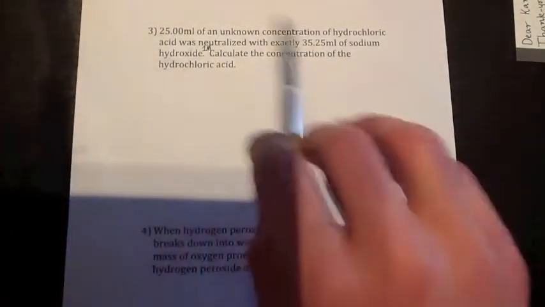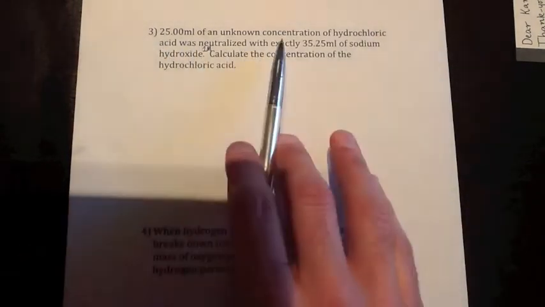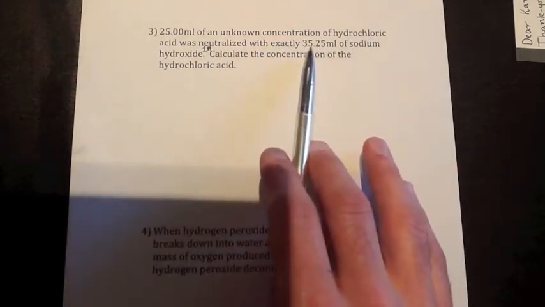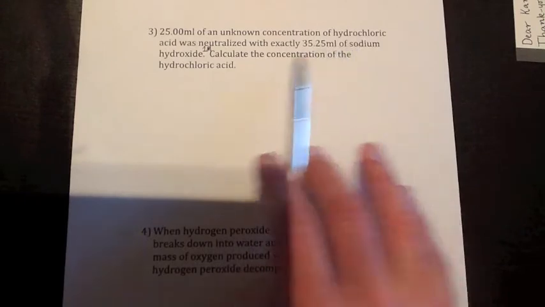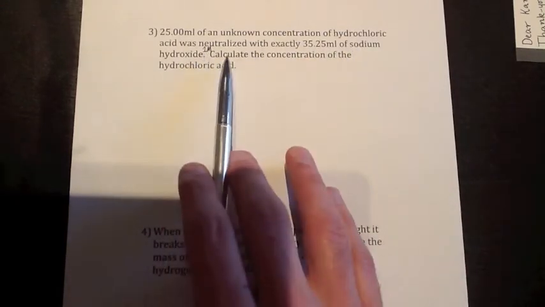Anyway, let's have a look at the question. It's to do with volumes and concentrations. So it's basically a titration question. And we'll talk about titrations in a second. You've already done one, but we'll talk about it in more detail a little bit later. Anyway, 25 mils of an unknown concentration of hydrochloric acid was neutralized with exactly 35.25 mils of sodium hydroxide of a concentration of 1 molar. Calculate the concentration of hydrochloric acid.